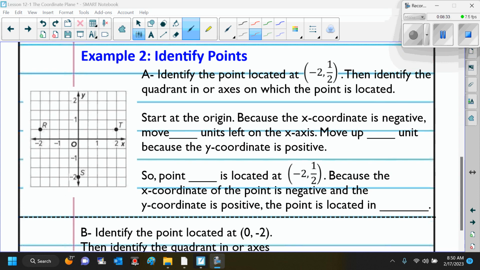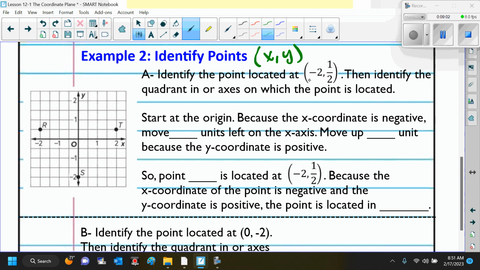Example 2 is identify points. Okay, so here, in this example, you are given the point on the coordinate plane, and you have to tell us what the ordered pairs are. Okay, that's what we're doing. And remember, your ordered pairs are in the form x, comma, y, where the x tells you the horizontal movement, left and right, and the y tells you the vertical, which is the up and down.